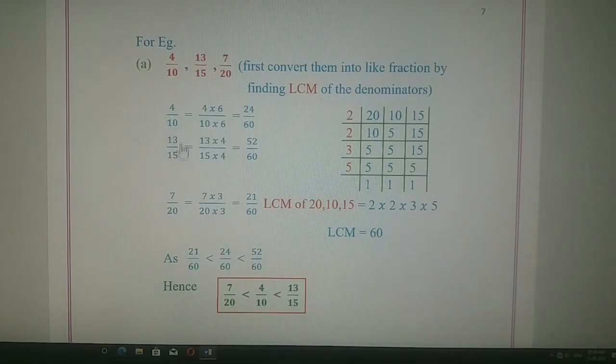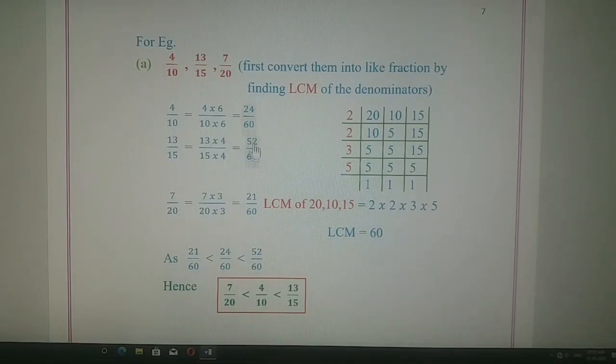In the second example, 13 upon 15, 15 should be multiplied with such a number that the LCM integer 60 should be obtained. 15 multiplied by which number do we get 60? 15 4s are 60. So since 15 4s are 60, the same factor of LCM should be multiplied in the numerator also. So in the numerator also we have to multiply 4. 13 4s are 52 and 15 4s are 60. So 13 upon 15 becomes 52 upon 60.